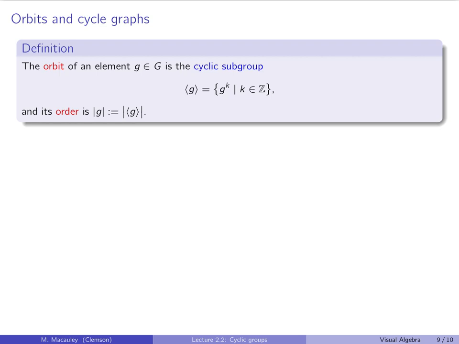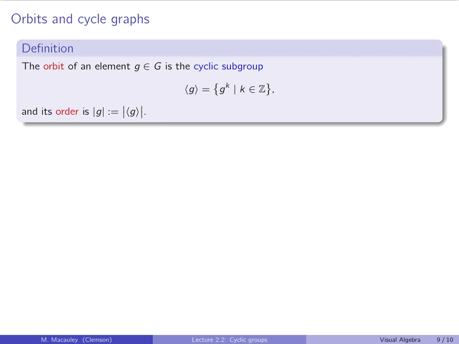I want to finish this lecture by introducing a new visualization of groups called a cycle graph, or sometimes an orbit graph. This isn't as ubiquitous as a Cayley graph, but it's useful to have in tandem because it really shines the light on different structural aspects than a Cayley graph does. For this, we need the definition of an orbit of an element, which is just the cyclic subgroup that it generates. So it's the set of all powers of g, where the element is g.